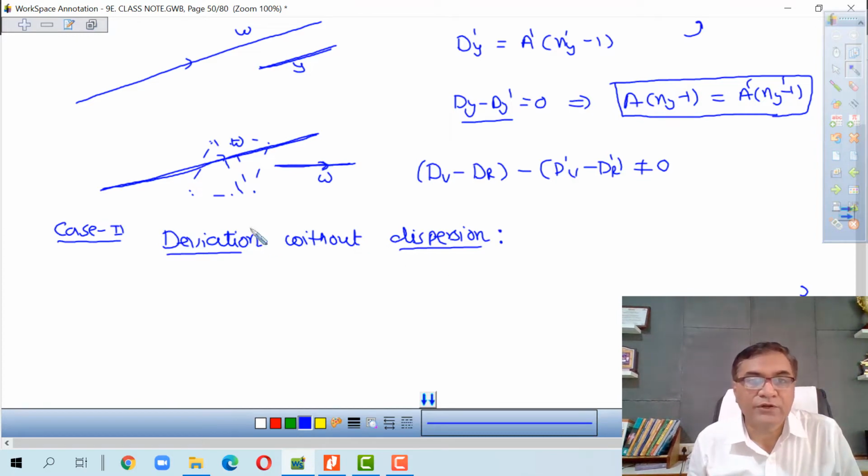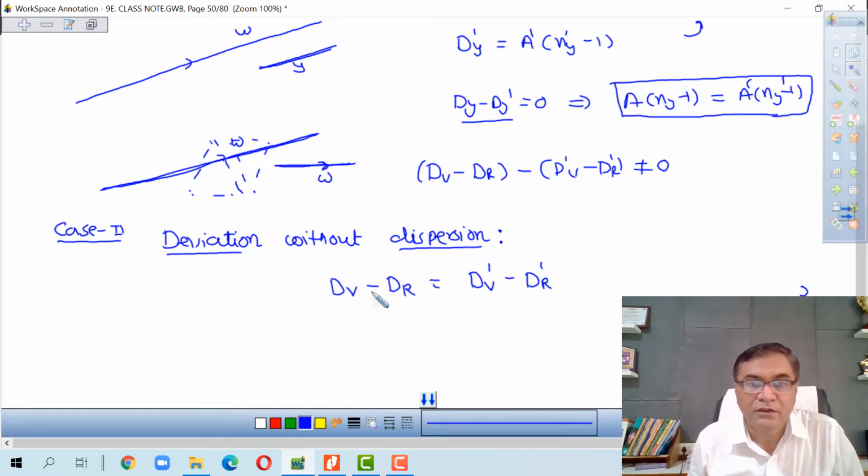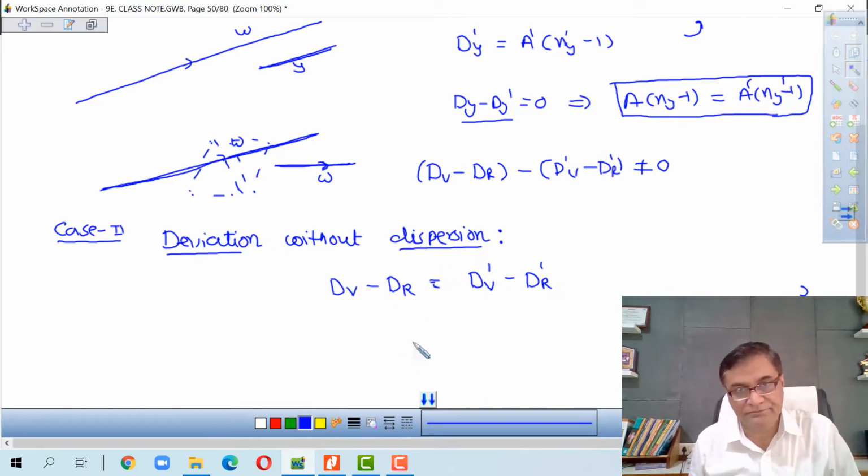So what is the condition for that? For that condition, dv minus dr of 1 must be equal to dv prime minus dr prime. Dispersion for the first prism is this one. Dispersion for the second prism is this one. And both are reverse, so there is no dispersion at all.